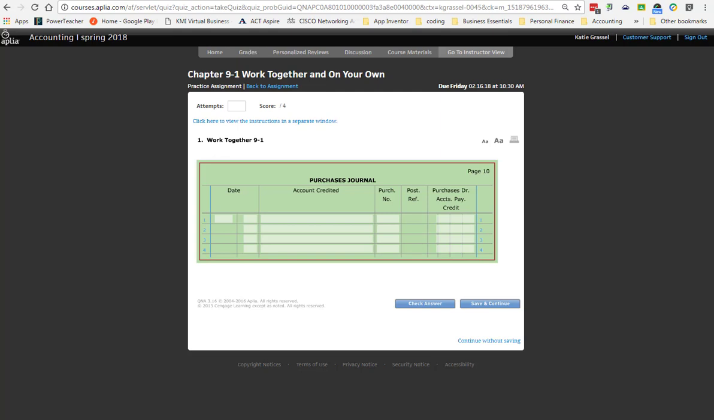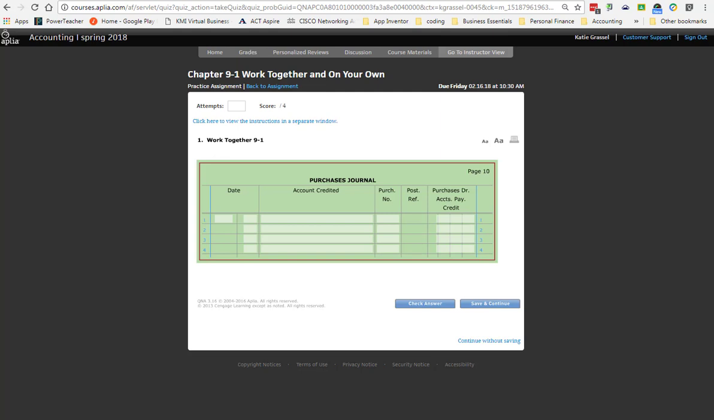And if we look at this purchases journal, kind of looks like another journal, right? Like our journals before. When we start on the left-hand side, the first thing you'll notice is the purchases journal has our date. The very first column is going to be for our month, and then the second column is going to be for our date.